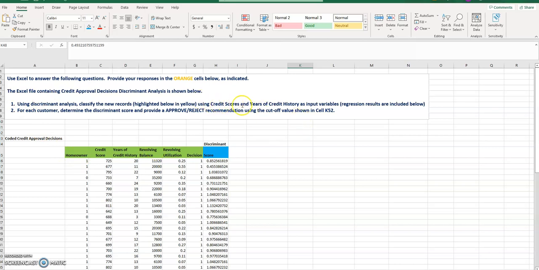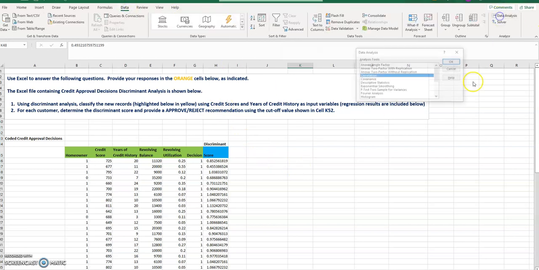We're going to use credit score and years of credit history. The reason being, if you went through and created a multiple regression model with all this data, you would find that many of the variables are not significant. And so we're only going to use credit score and years of credit history. So let's do that to get started here.